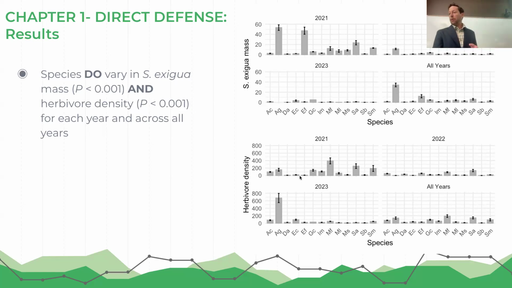The next panel down is looking at herbivore densities across these plants for that same time period. And so herbivore densities do change as well. So we showed that there is significant variation in Spodoptera mass change, as well as herbivore densities in these plants. And we assume that at least some portion of that variation is driven by plant resistance. So plants might be resisting these herbivores in different manners, okay?